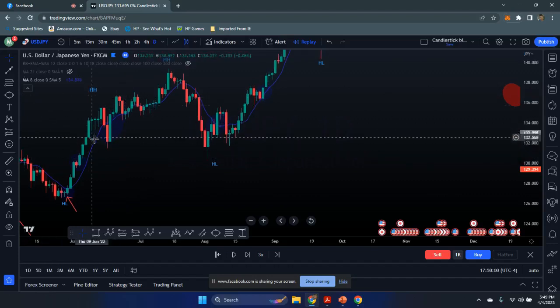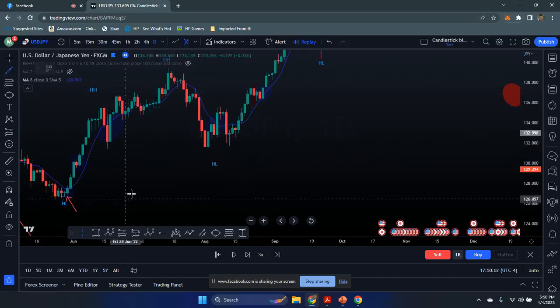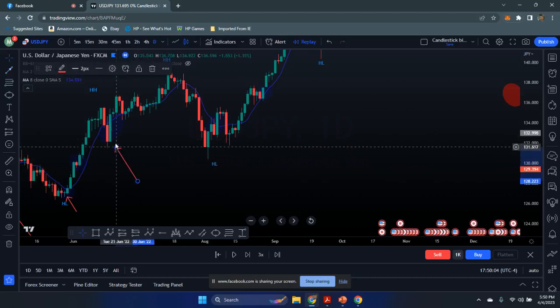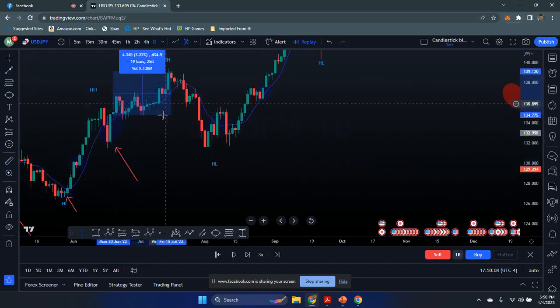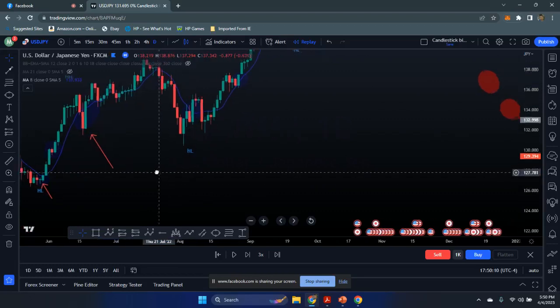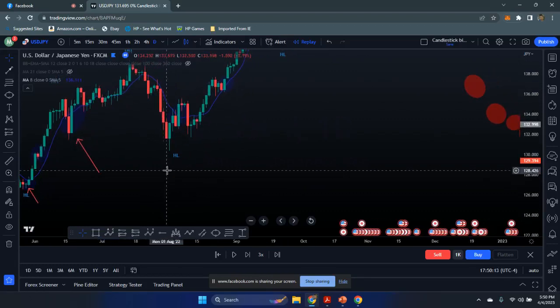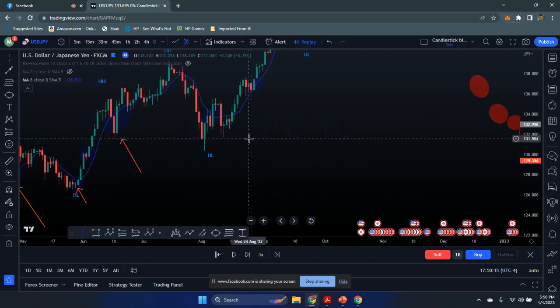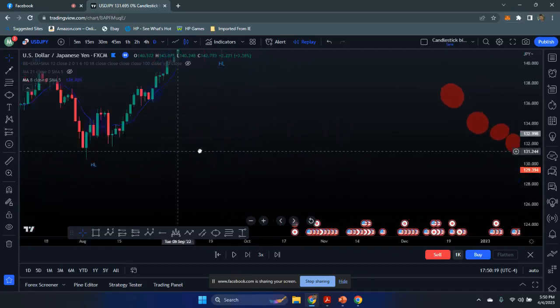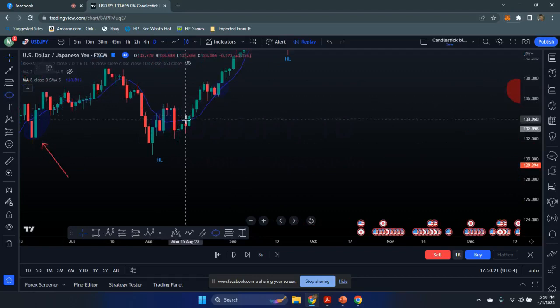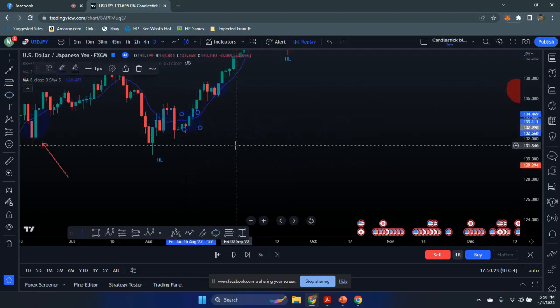Here we could have gotten in right here. Because when she did make that bullish engulfing, that was still over 400 pips that had taken place. Not points, sorry. There is also another bullish engulfing here.